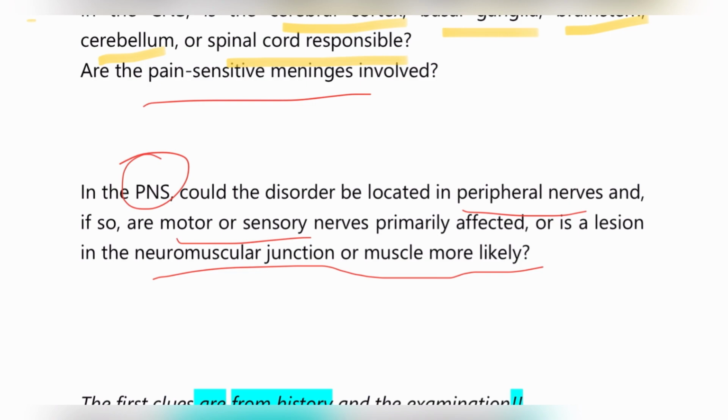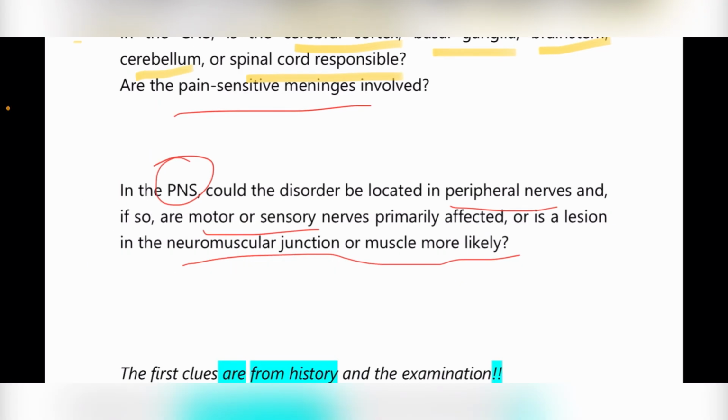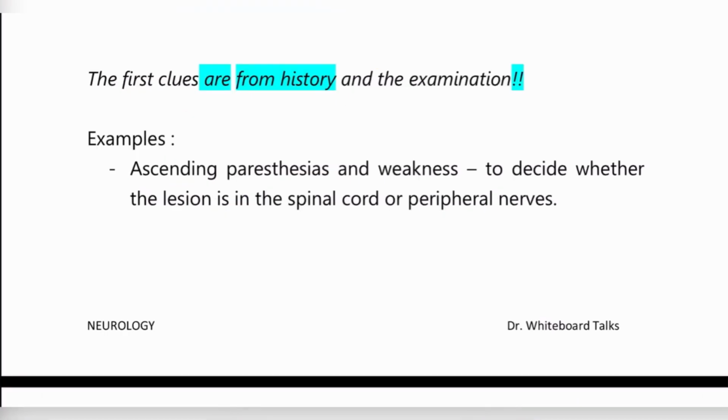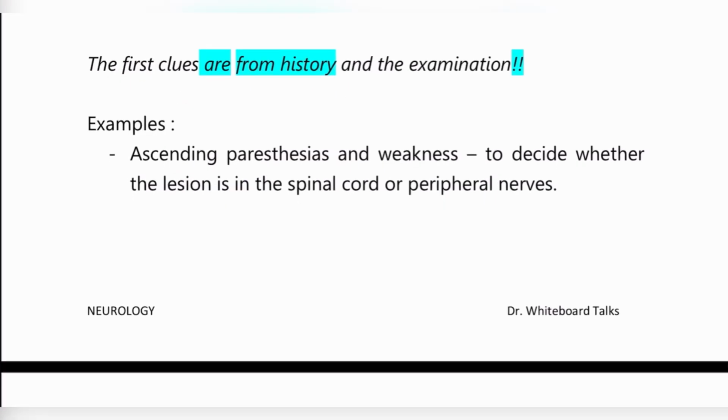In the PNS, could the disorder be located in the peripheral nervous system, is a motor or sensory component primarily affected, or is the lesion in the neuromuscular junction or muscles? The first clues come from the history and examination. Once the history and examination give the location where the lesion is, then we find the etiology. Examples to locate the anatomic location of lesion.